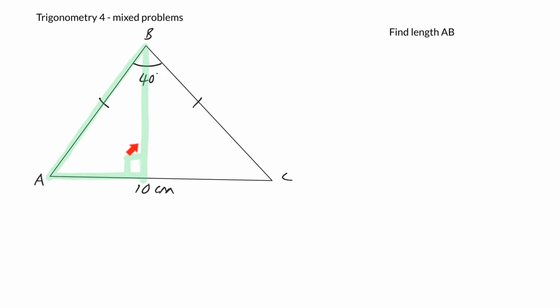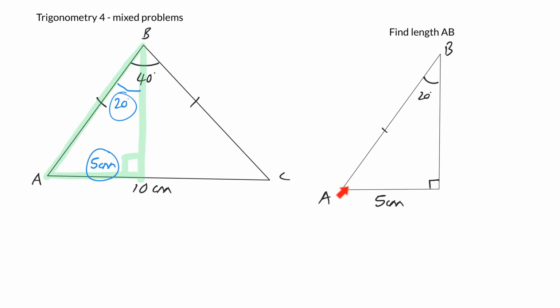So here's my right angle triangle. I can split this triangle into two, so therefore this length here is half of AC, and this angle here is half of 40. Now before I start solving this problem, the best thing I can do is to redraw that triangle. Now I've created a right angle triangle, I can solve side AB just by using basic trigonometry.